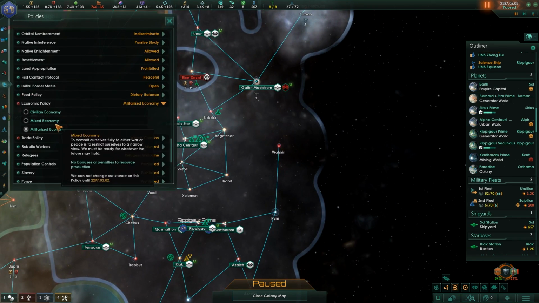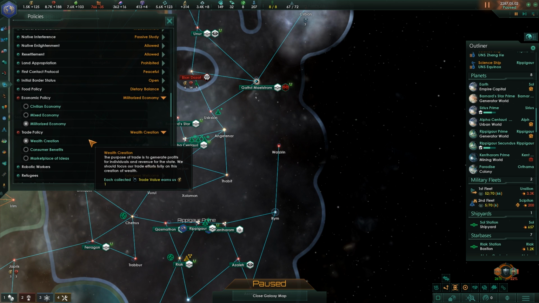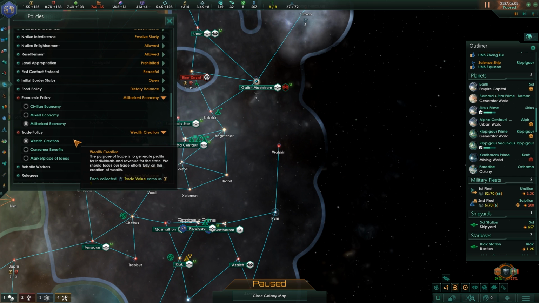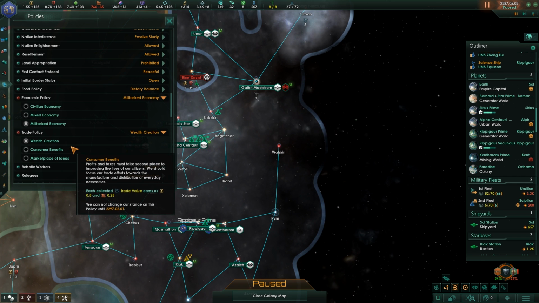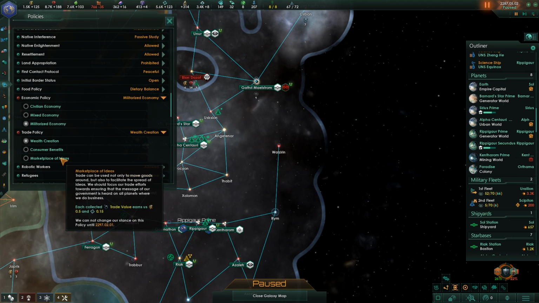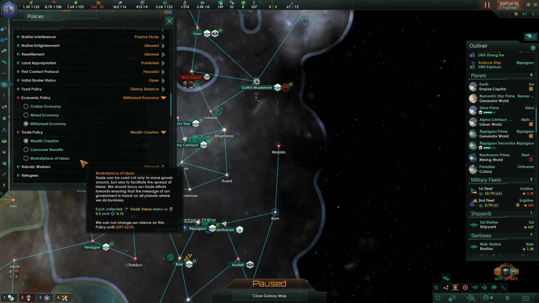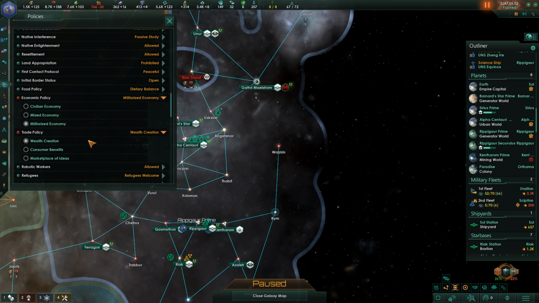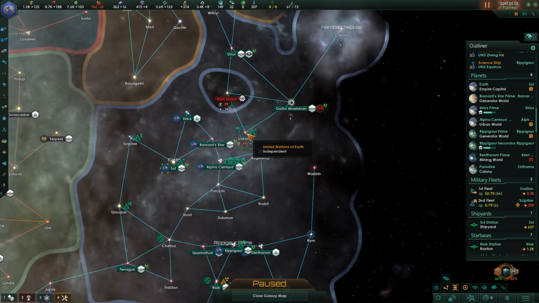In addition, the policies, economic policy and trade policy, are very important to keep an eye on, depending on how you want to run your economy. You want to generate a ton of money? Wealth creation is the way to go. You want to have some money and a reasonable amount of consumer goods? Go for trade value. Go for marketplace of ideas if you want to have a lot of unity. It's generally a good idea to start out with that at the start of the game.